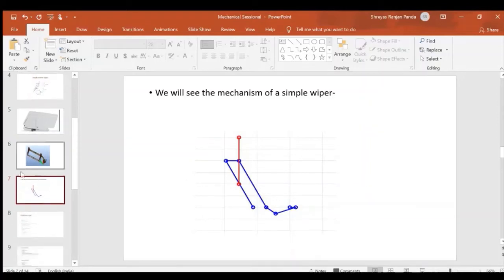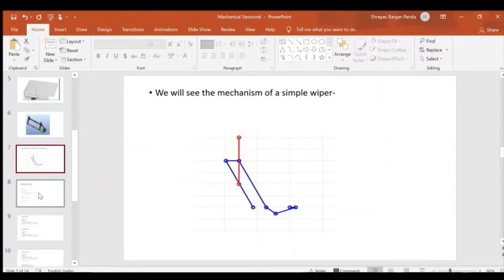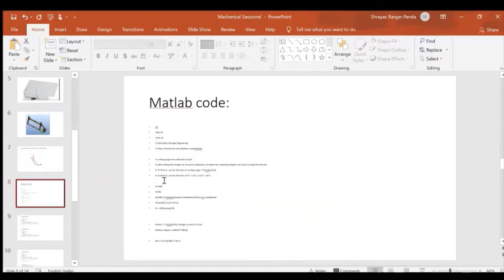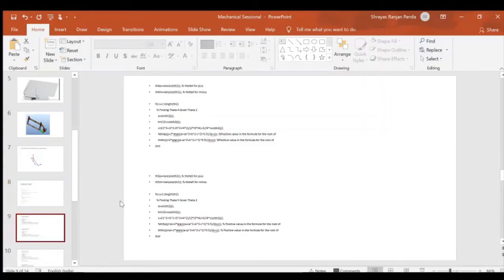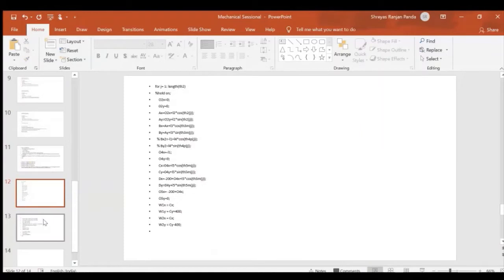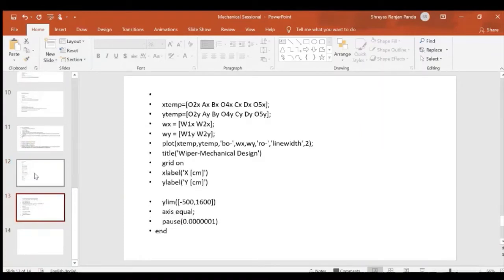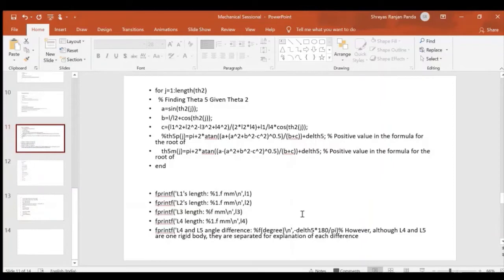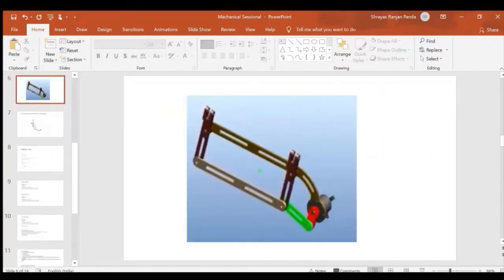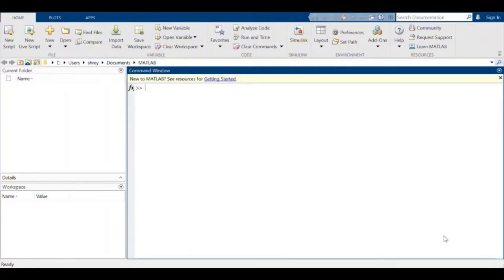We have done this in MATLAB, so we will discuss the MATLAB code. We have found L1, L2, L3, L4 and all the angles through the formulas written here, and will explain them later in the analytical and graphical way. So first let's see its simulation with this code. We have seen the code and the respective things. Now we will see its simulation.